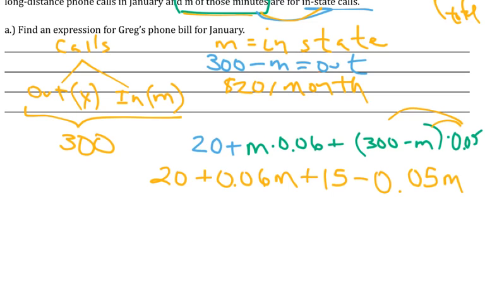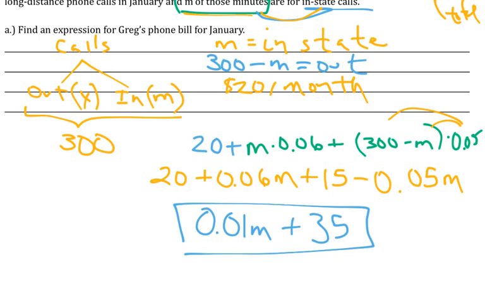All right, so looking at this, I'm scanning through. I'm looking for anything with an m. So I see 0.06m, 0.05m, and I'm going to subtract that, and I'm going to get 0.01m plus, I see numbers, 20, 15, gives me 35 total. So 0.01m plus 35. And this would be the expression that would give you his total cost if we were feeling like calling it capital T. All right, so that's A.